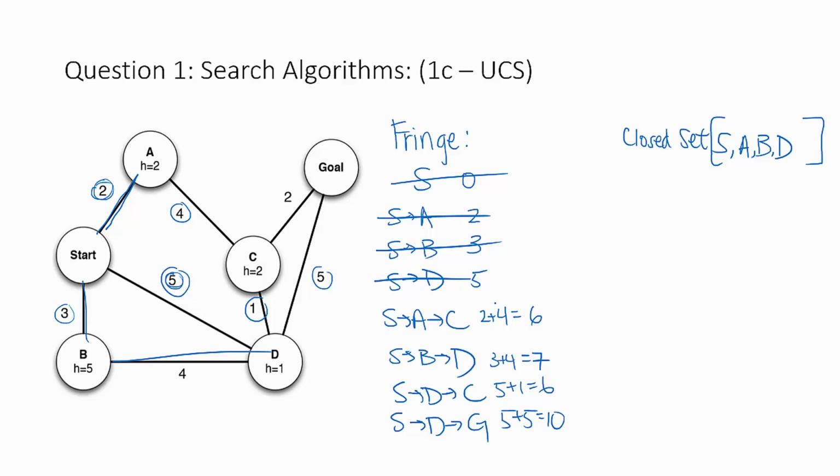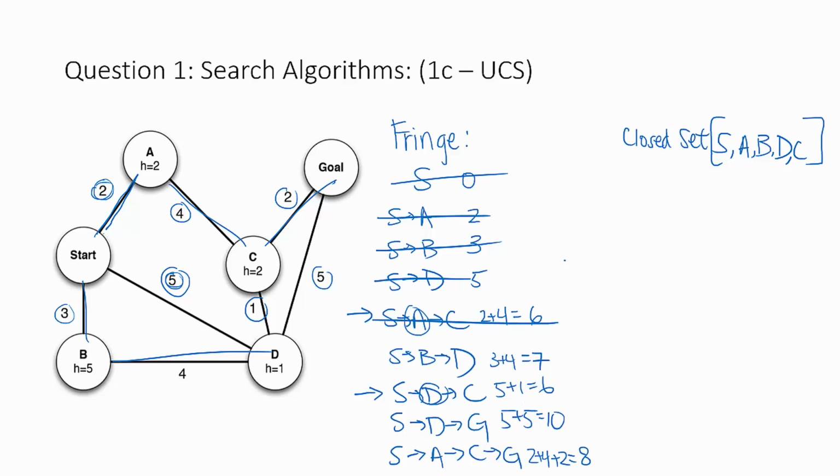Okay, so now what's cheapest? Well, we have a two-way tie, SAC and SDC, both of which cost 6. So we break ties. This A here comes before this D, so we'll choose SAC. Let's put C on the closed set, and let's expand SAC. So the relevant successor that we need to put here is SACG. This has a total path cost of 2 plus 4 plus 2. And that adds up to 8.